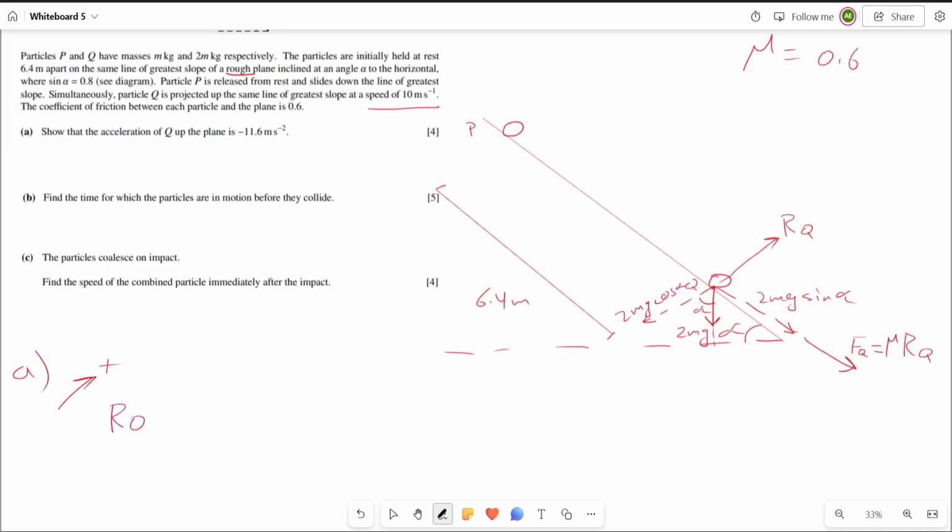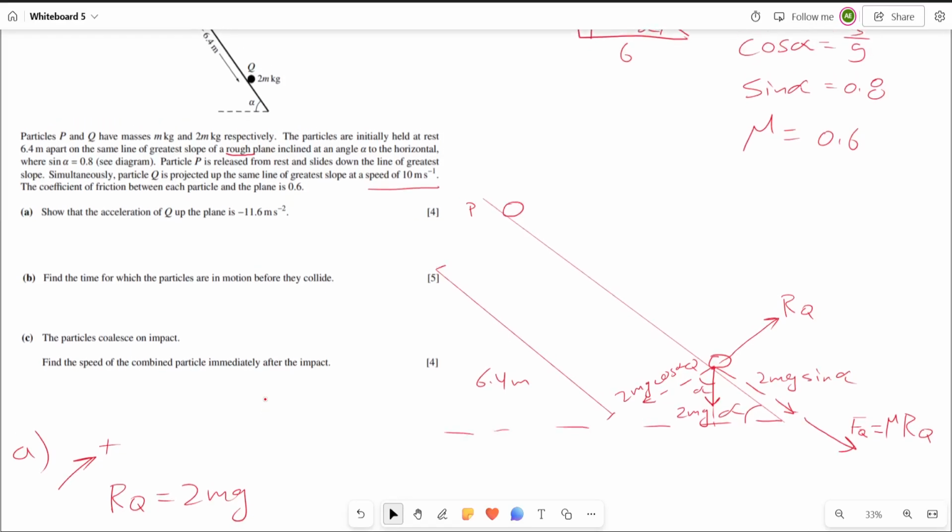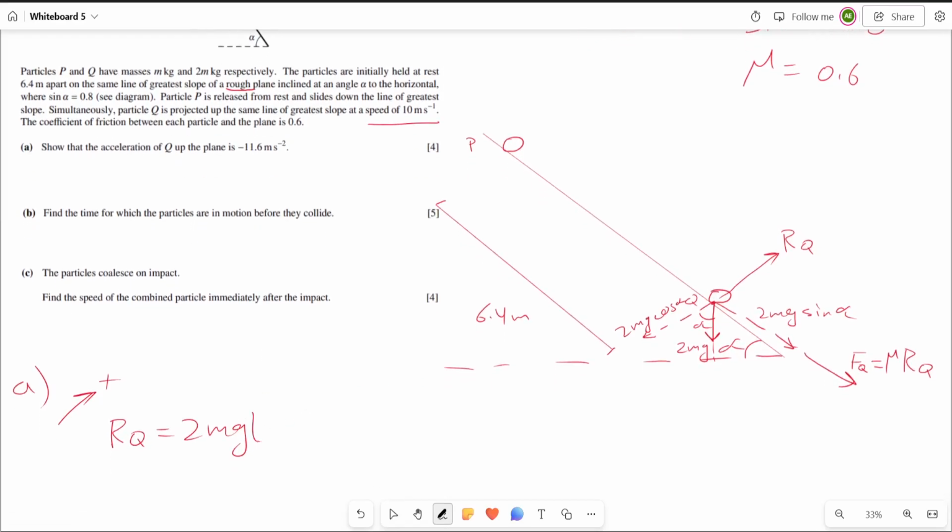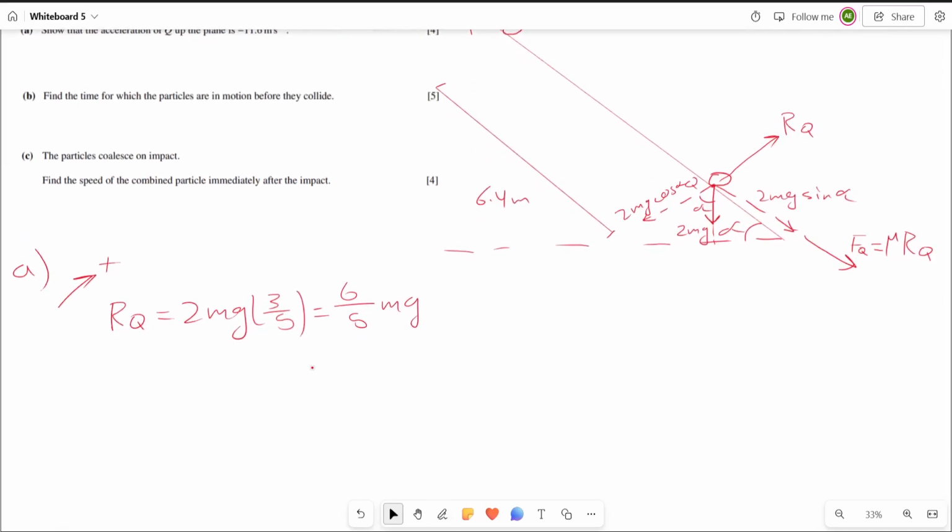So I will have RQ should equal 2mg cosine alpha. And I know that cosine alpha is basically 3 over 5, so times 3 over 5. So this is equal to 6 over 5 mg. This is RQ. Let's start by resolving in the other direction, and notice that the direction of motion is upward.